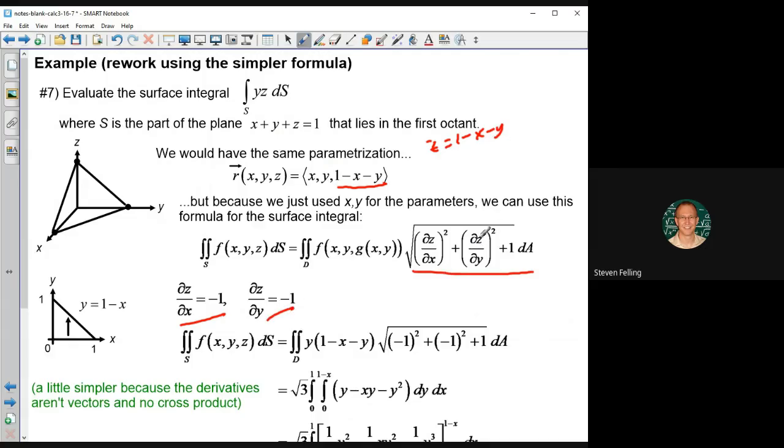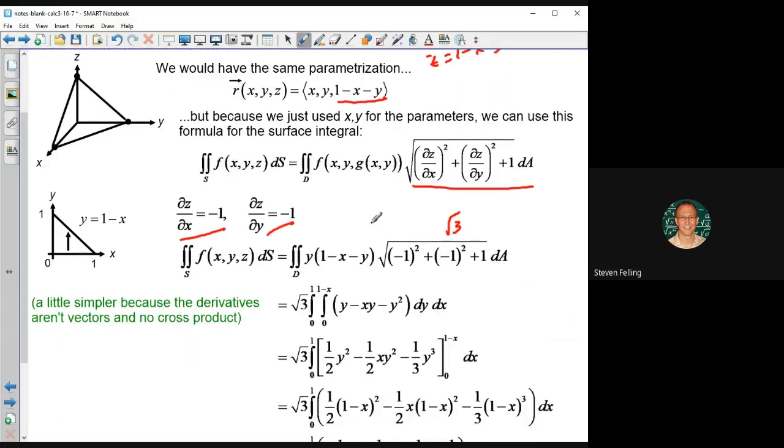And so this little square root becomes the square root of (-1) squared plus (-1) squared plus 1, which is a much faster way to get to our square root of 3, okay? And then we would have the same setup as before, the same integral. So using this structure, because we happen to have the z parameterization, turned out to be a little less work.